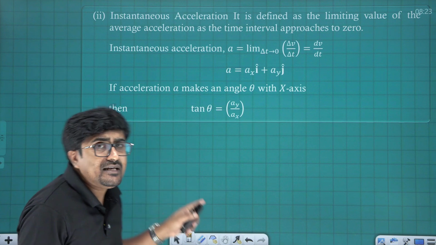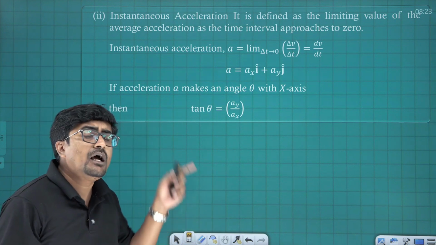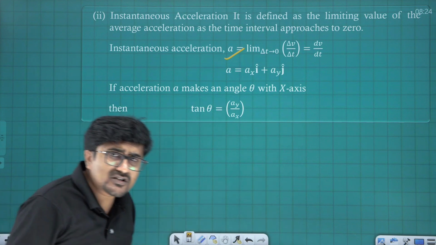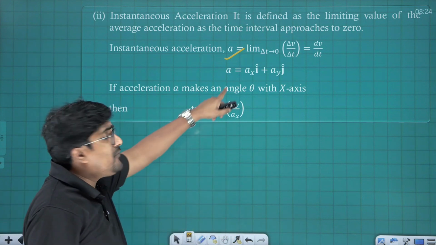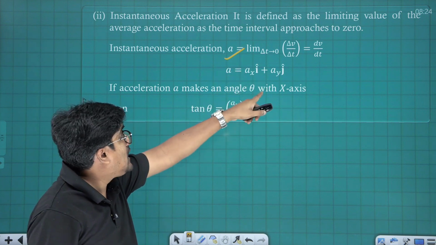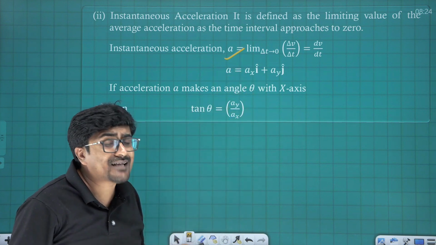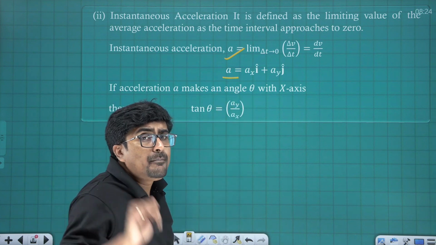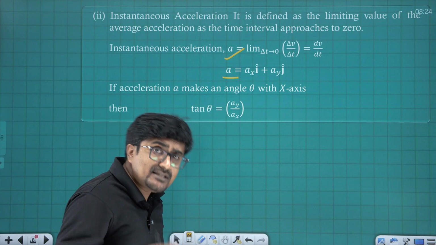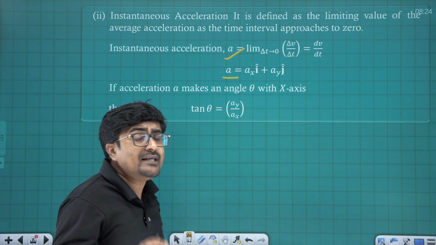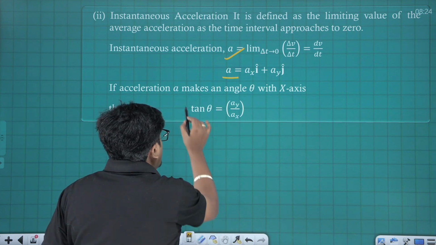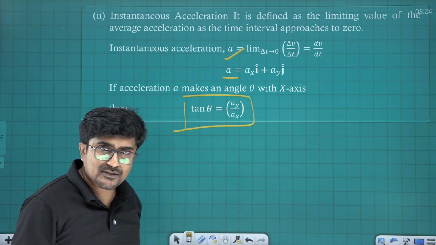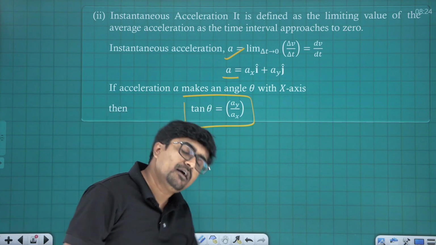Now, coming to the instantaneous acceleration. First of all, let's start with the general expression. Instantaneous acceleration a is going to be dv by dt. And if we have ax as well as ay as the components along the x-axis and y-axis, then instantaneous acceleration a is ax i cap plus ay j cap, where ax is d by dt of vx and ay is d by dt of vy. And again, to get the direction, tan of theta is going to be ay upon ax, or theta equal to tan inverse of ay by ax.